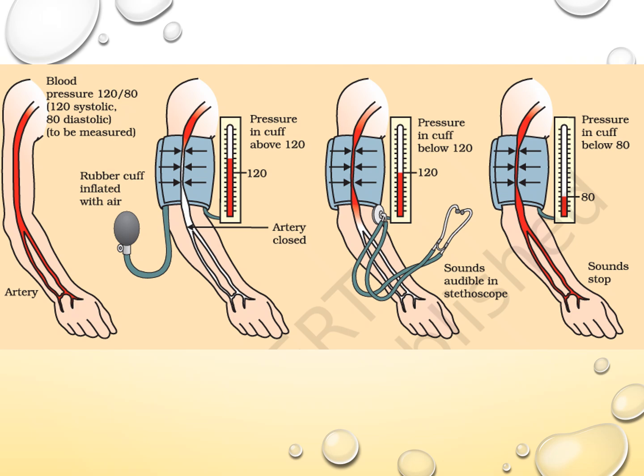So it has to be 120 by 80 approximately for a healthy human being. In case the pressure is higher than this, then we put it in the category of hypertension, which leads to cardiac problems.